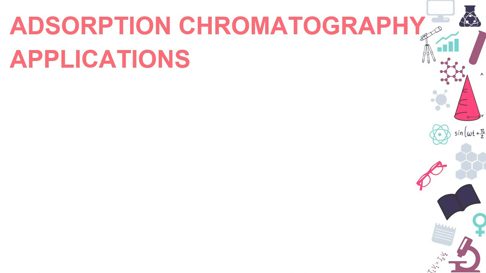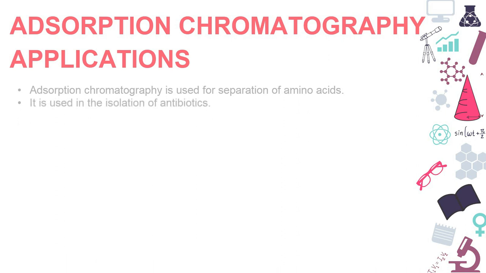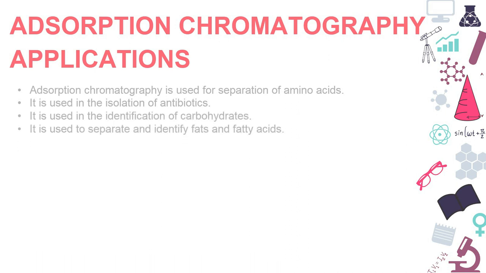Now, adsorption chromatography has certain applications. It is used for the separation of amino acids, for the isolation of antibiotics, for identification of carbohydrates, and to identify and separate fats and fatty acids in food, whether in plants or animals, and to isolate and determine peptides and proteins as well. So it is a very useful preparation or separating method.